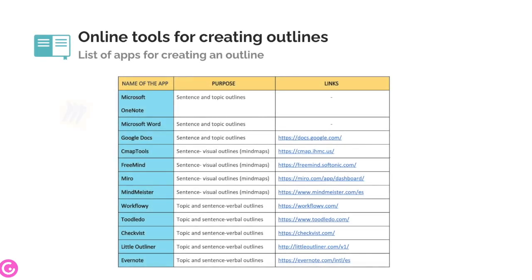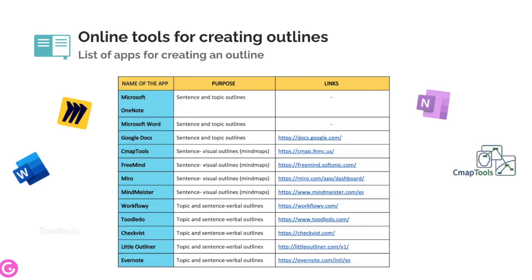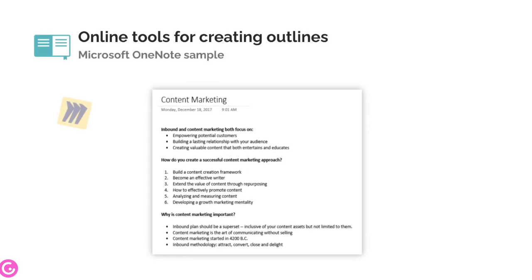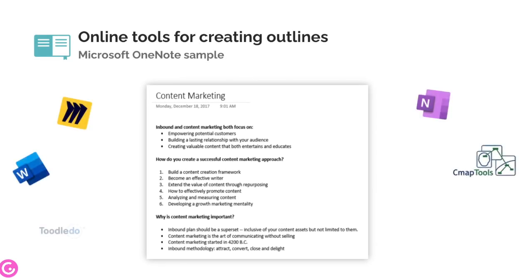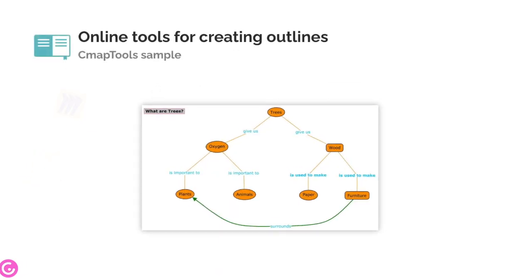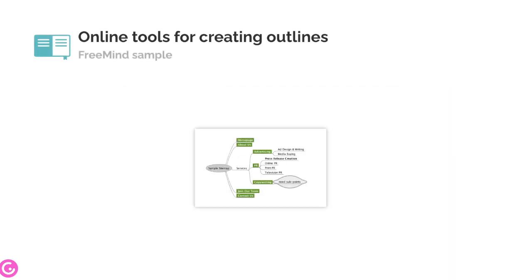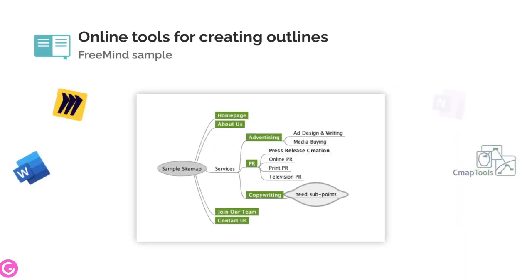Bearing this in mind, we have made a list with some apps that you can use when creating your outline. Here is an example of an outline created with Microsoft OneNote. And here is an example of an outline created with CMap tools. Finally, this outline has been created with FreeMind.